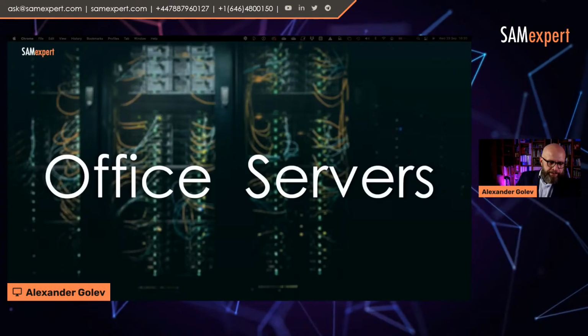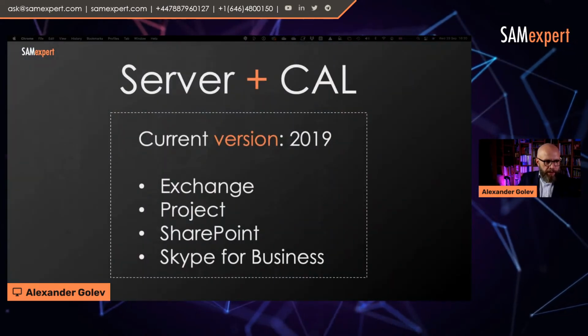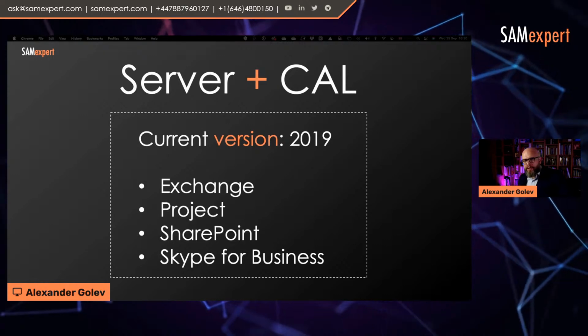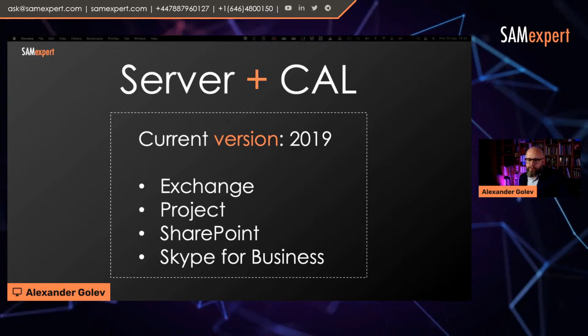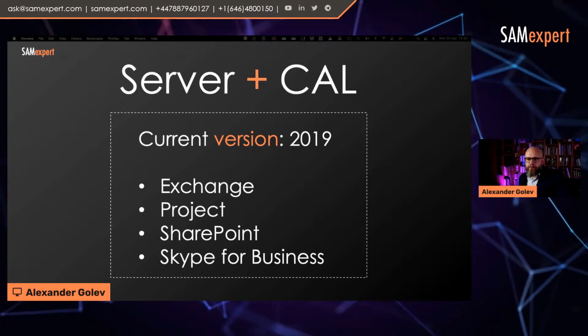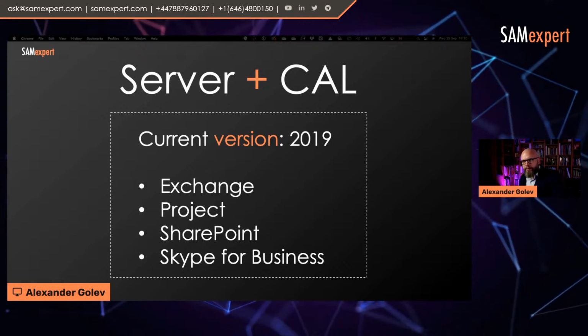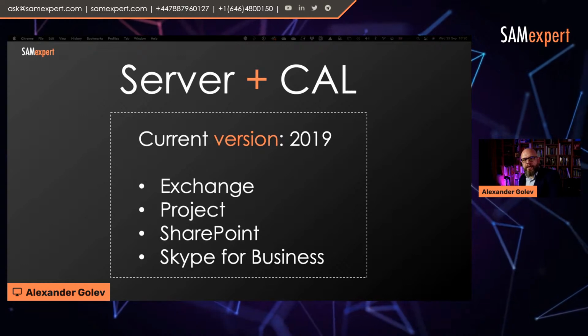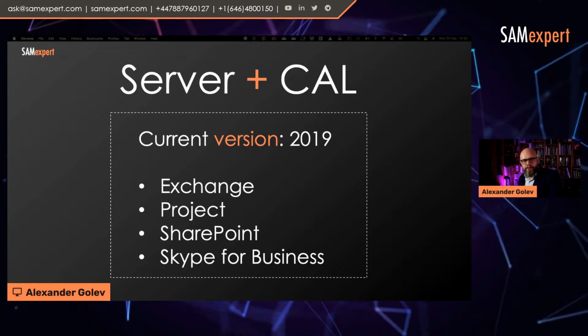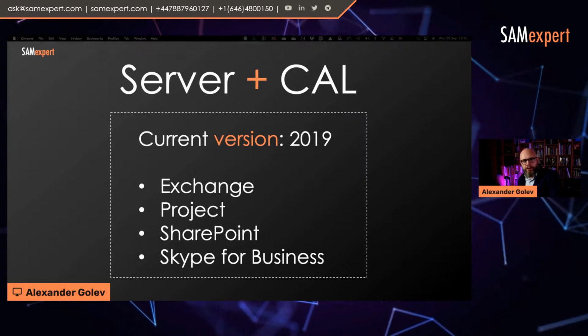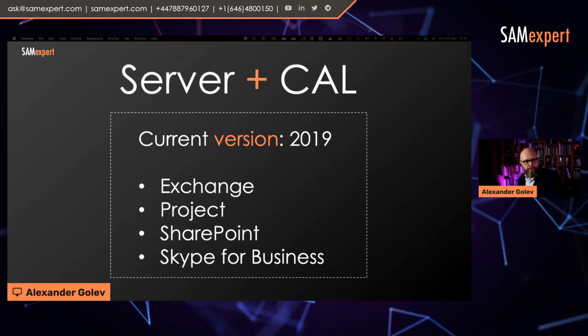Office servers are the following: license per server plus CAL model. Current versions of all these servers, 2019, are Exchange, Project, SharePoint, and Skype for Business. In many regards, they're similar. But there are things that you need to know which are unique to each of these servers.